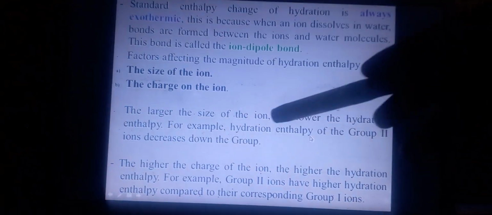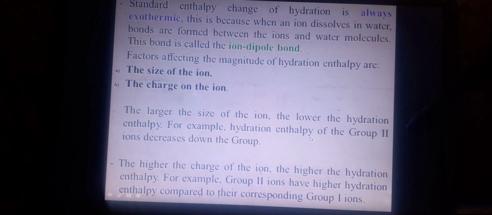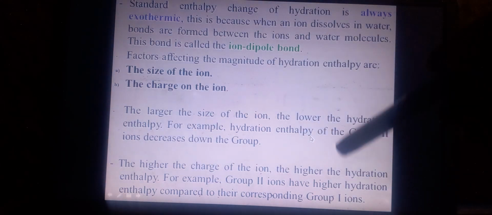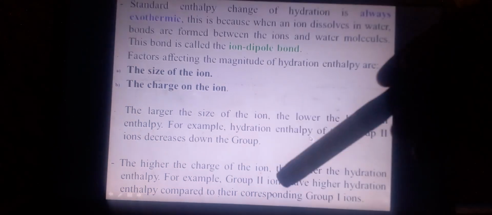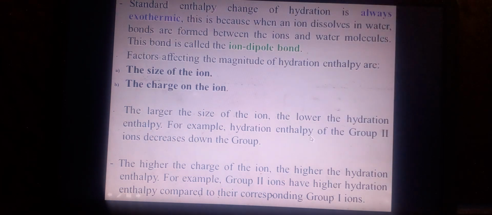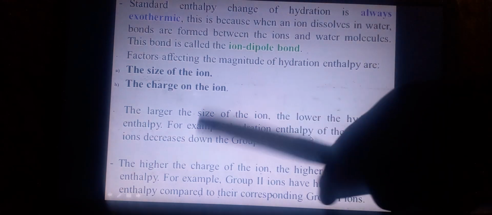The larger the size of the ion, the lower the hydration enthalpy. For example, if you look at the hydration enthalpy of group 2 ions, it decreases down the group. So the larger the size of the ion, the lower the hydration energy. But if the size of the ion is small, it means the hydration energy will be more.